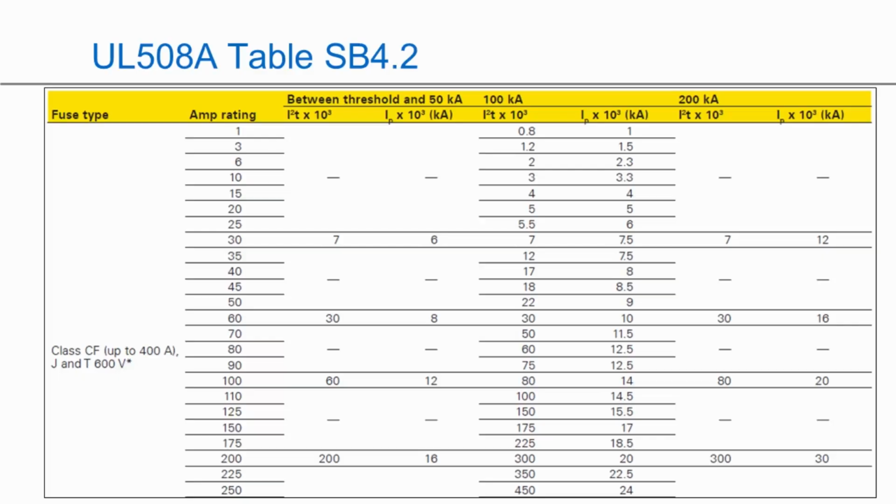If I look at an example here, let's use a 30 amp fuse. For a 30 amp fuse at 50 kA, it'll let through 6 of peak let-through. That's the other very important thing: whenever we're looking at this chart, we're looking at Ip, the peak let-through, times 10 to the third, the kA value. We don't really use the I squared t value in UL. It's not used for short circuit current rating in a UL 508A panel. We're always going to use the peak let-through value. So a 30 amp fuse at 50 kA lets through 6.